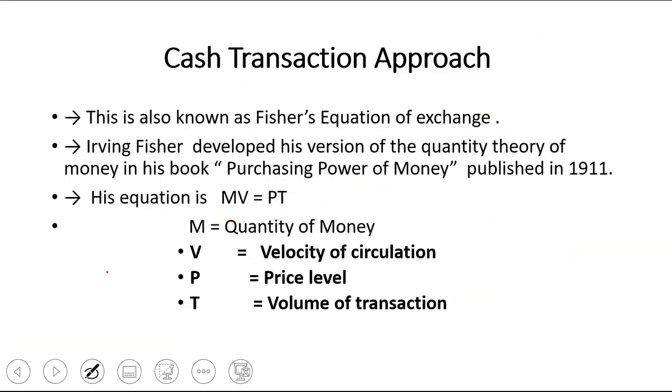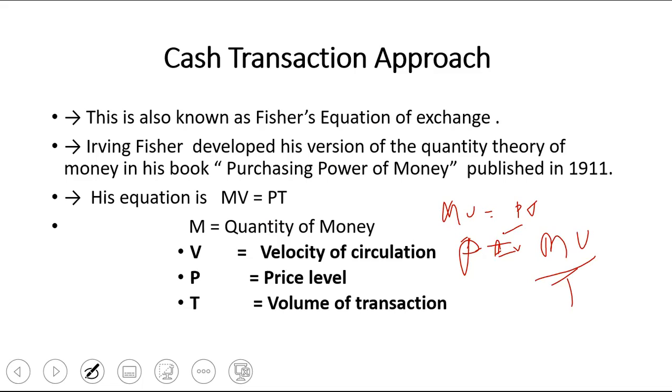It's a very simple theory. MV is equivalent to PT. Therefore, P is equivalent to MV upon T. This is the equation. किधर से मिला? This is P. So ये से लेकर आया, T को नीचे लाया. P is equivalent to MV upon T.